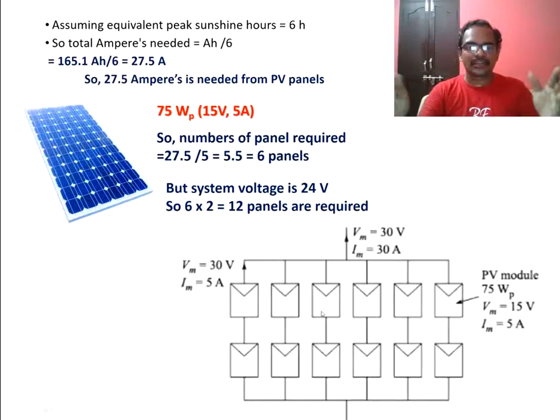So finally my solar panel is designed in such a way that I have 30 volts output and 30 amperes current output from the solar panel. It is how it will be designed. Clear?